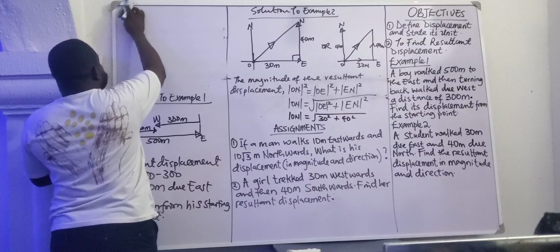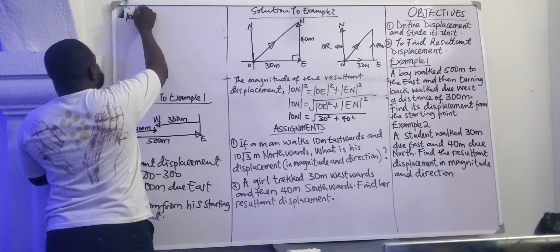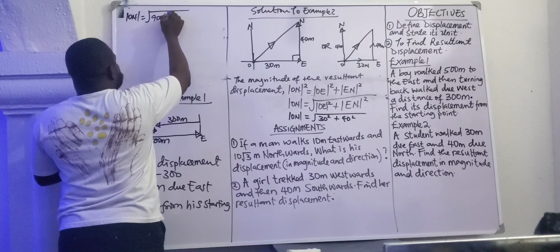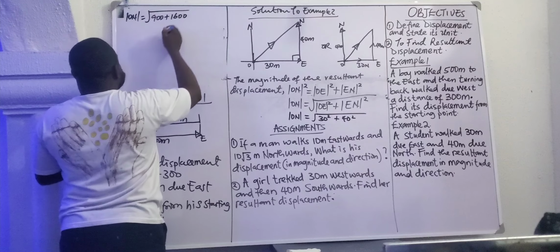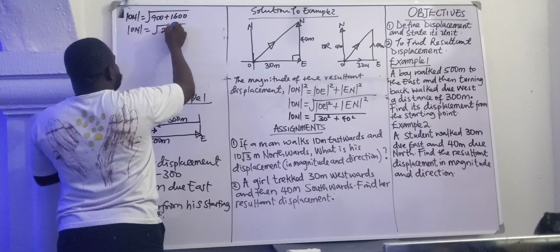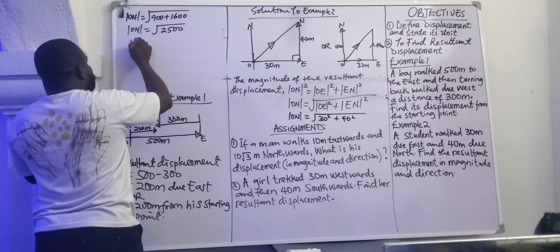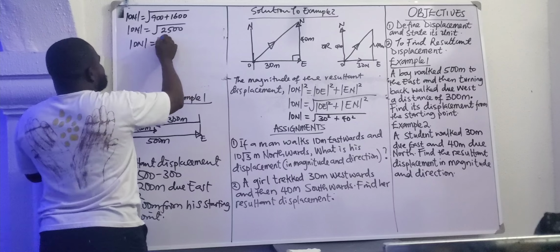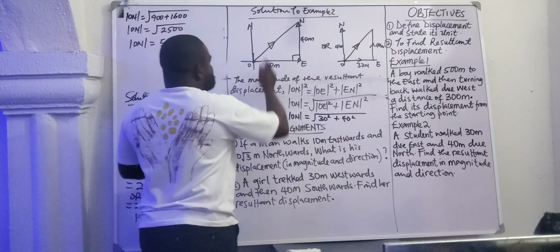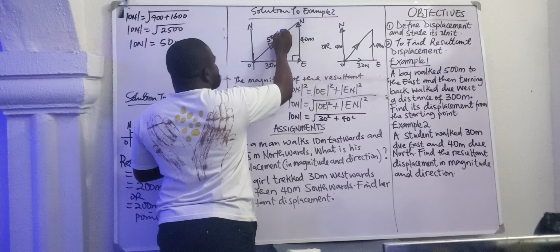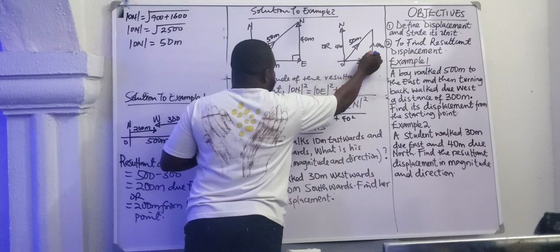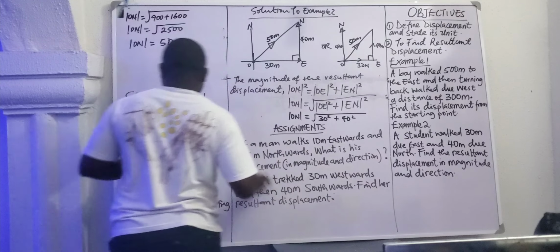So I have that the displacement ON is equal to the square root of 900 plus 1600. That gives me ON equals the square root of 2500. And the square root of 2500 will give me what? 50. So 50 meters. That is the magnitude of the displacement. If I use this one, it will also be 50 meters, because it's still a right angle triangle. I will still use Pythagoras theorem.